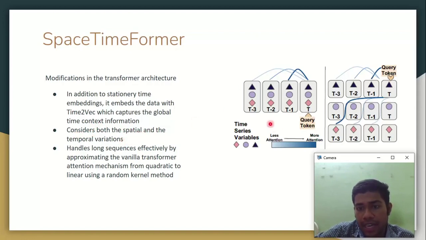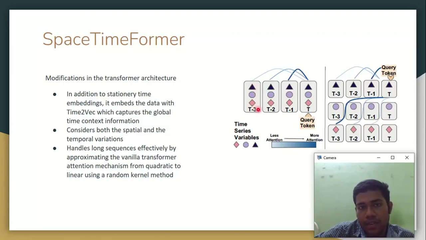If you see on the right hand side, since it's a multivariate time series problem, we have three different variables, which are represented by a triangle, circle, and a diamond shape. What happens in general transformers or general RNNs or other deep learning models is that each time step is considered as a unique token, and all the variables which correspond to a given time step are considered the same.